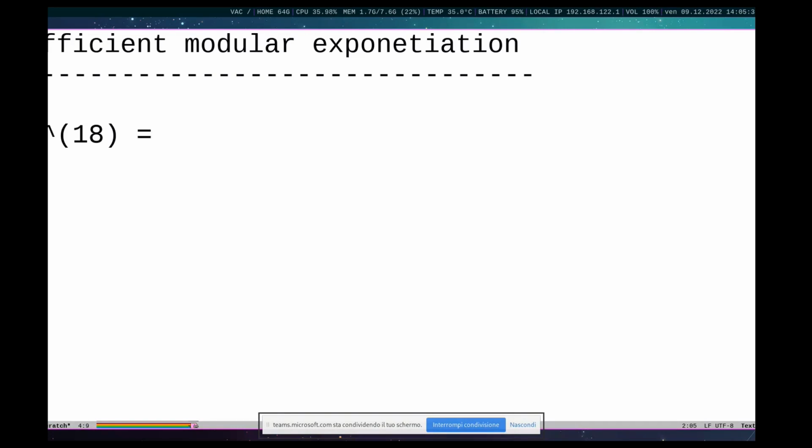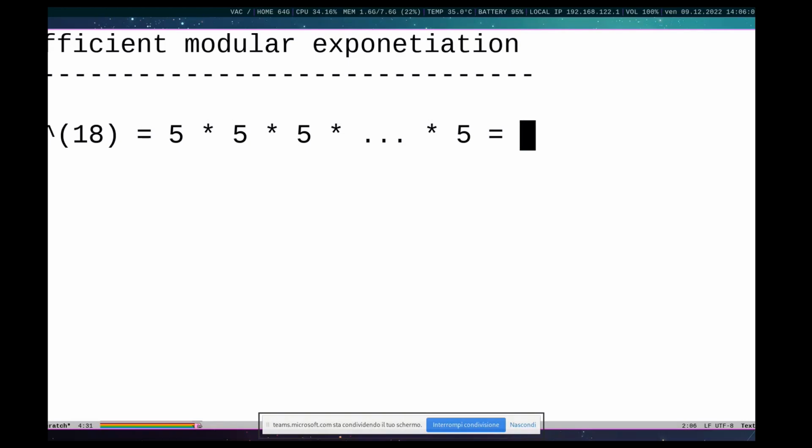Now, how would you do this? Exponentiation is defined as repeated multiplication for starters. So I do 5 times 5 times 5 times 5, and so on. I have to multiply 5 by itself a total of 18 times, and then I have my answer.